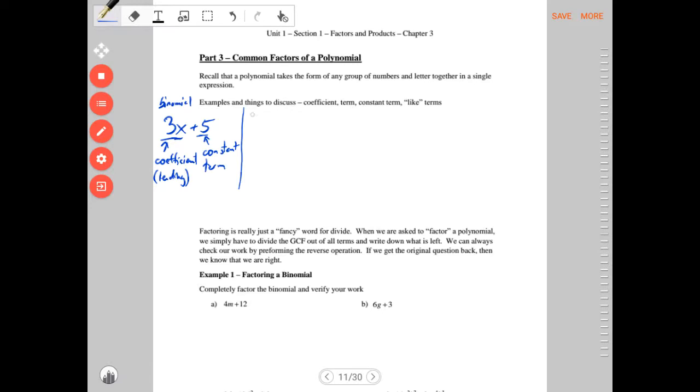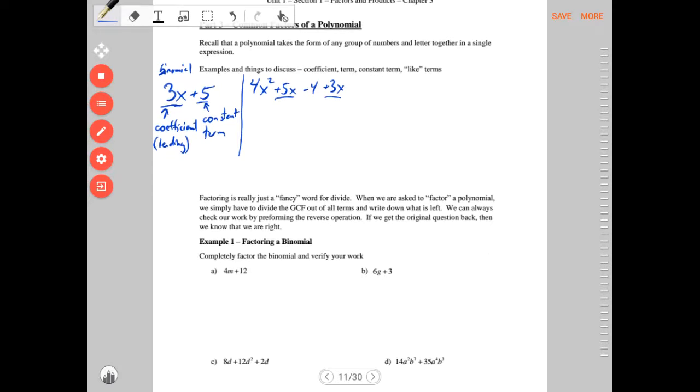Okay, so let's draw another one. If we have 4x squared plus 5x minus 4 plus 3x, right now, how it's written, there are 4 terms. But see how that's a 5x and that's a 3x? Those are considered like terms. They have exactly the same variable with exactly the same exponent, so they're friends. They combine. Plus 5 and plus 3 makes plus 8. So this simplifies to 4x squared plus 8x minus 4.